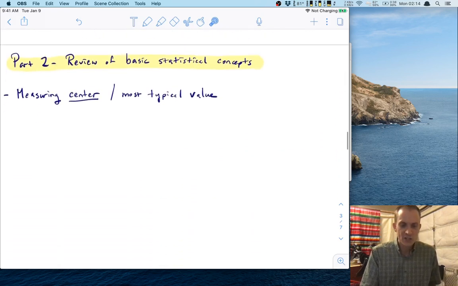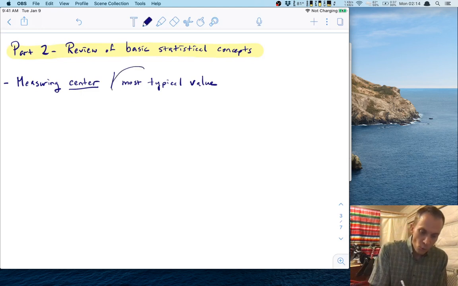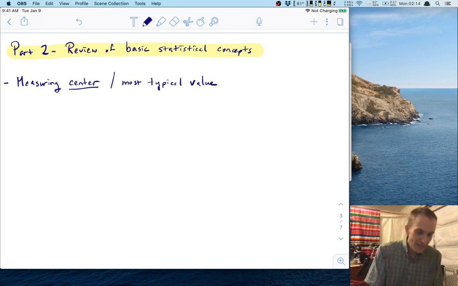So let's go ahead and get started, and this will begin the second part of our lecture. And that is we're going to review a couple of basic statistical concepts where we do this description of data. So first, we're going to talk about measuring the center of data. And when we talk about center or central tendency, what we're really referring to is the most typical value of that data.